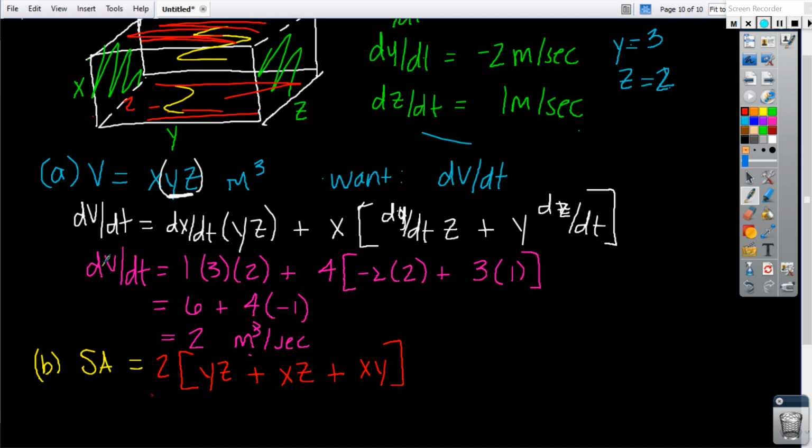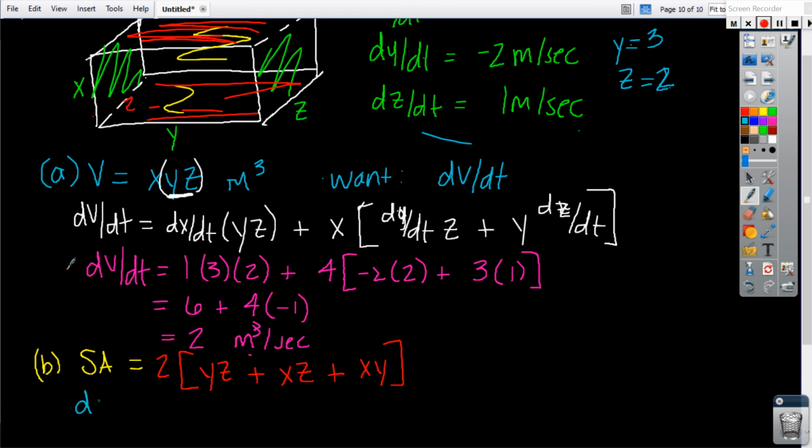Now, if it makes you feel better to do 2yz plus 2xz plus 2xy, then by all means knock yourself out. I prefer this because remember, as I take derivatives and there's a coefficient in front, I can just leave that coefficient out front and deal with it later. Okay, so I'm going to derive.